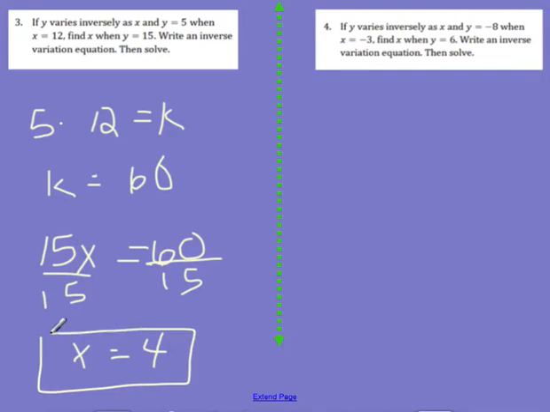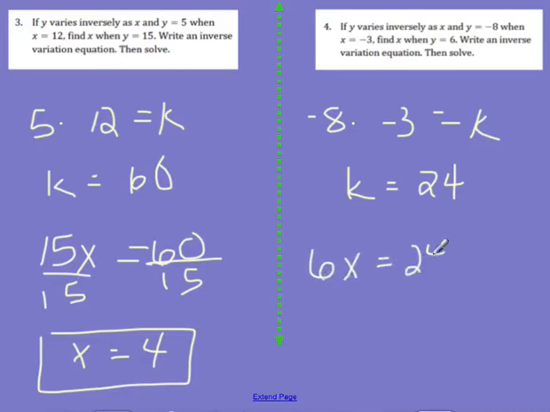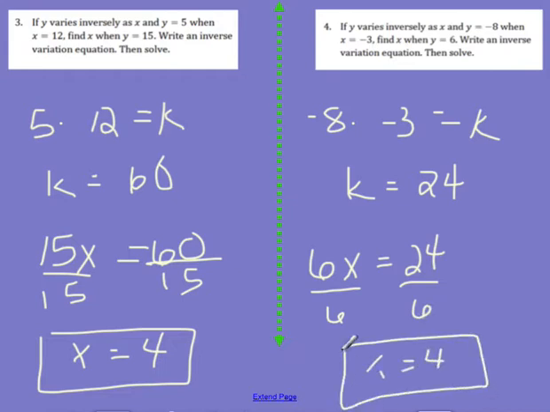Taking a look at number 4, if y varies inversely as x and y is equal to negative 8 when x is equal to negative 3, I'm going to multiply those two together, and that's going to be equal to my k. So negative 8 times negative 3 is a positive 24. So k is equal to a positive 24. It wants us to find x when y is equal to 6. So 6 times our x, or just 6x, is equal to a positive 24. Then we're going to divide both sides by 6, and I end up getting that x is equal to 4. So our final answer is x is equal to 4.